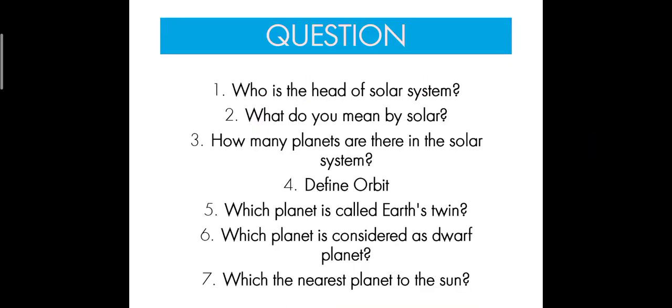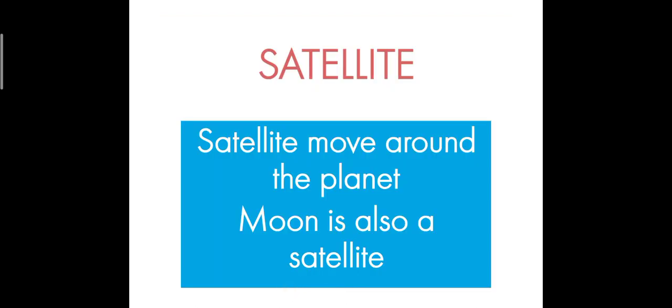So here we come to the questions given. Who is the head of the solar system, children? What do you mean by solar? How many planets are there in the solar system? Define orbit. Which planet is called Earth's twin? Which planet is considered a dwarf planet? Which is the nearest planet to the sun? So you have to answer these questions and write in a notebook.